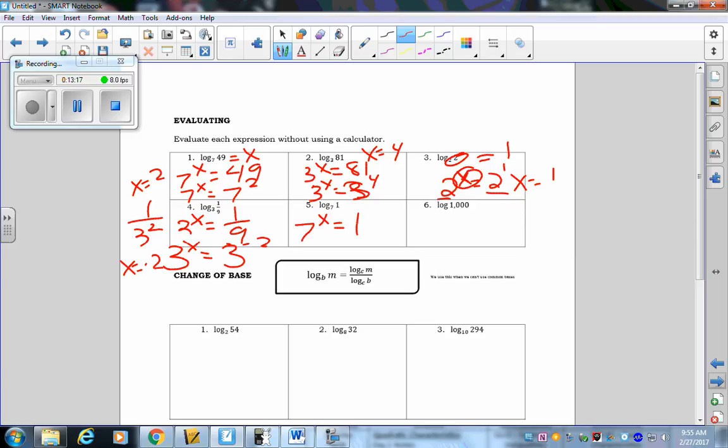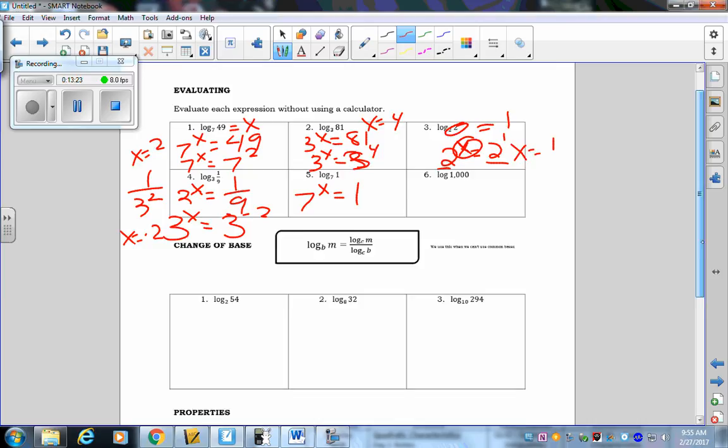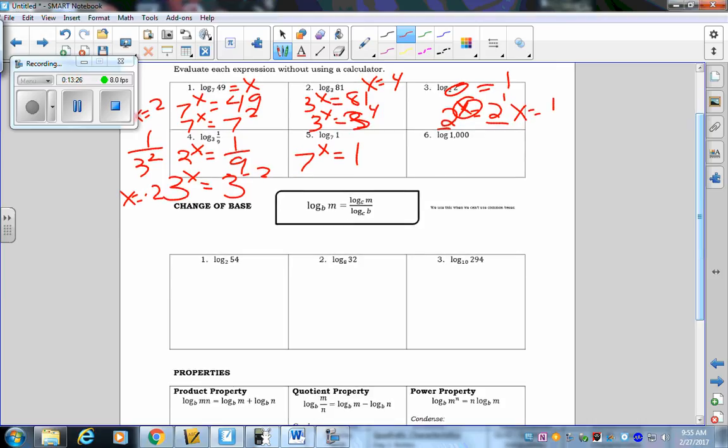Well, in order for us to do this, and you had problems on your last homework like this, I want to write this with a common base. Well, how can I write this with a common base? I can rewrite 1 as a base of 7. To what power? 7 to what power gives me 1? 0. Therefore, x equals 0. So whenever you have a log base b of 1, it will always equal 0. So that's the other thing to remember. Log base b of b equals 1. Log base b of 1 equals 0.